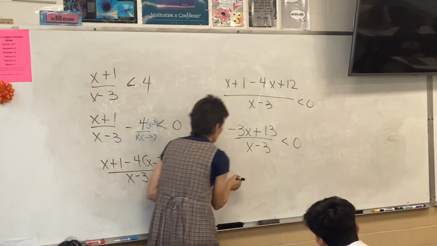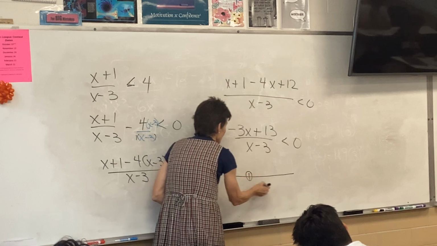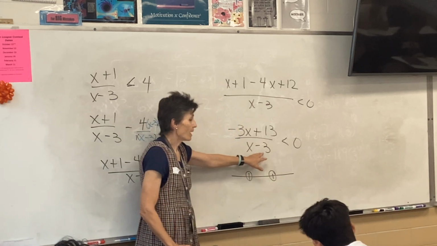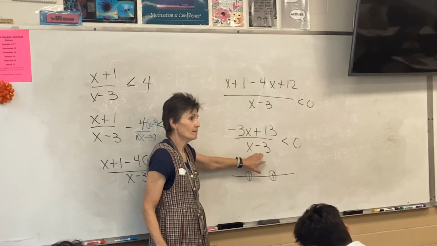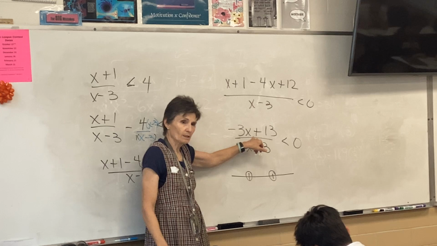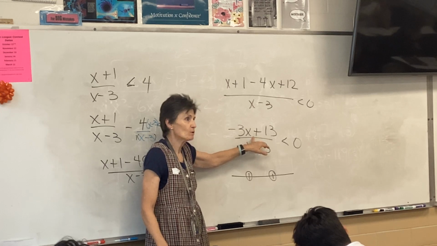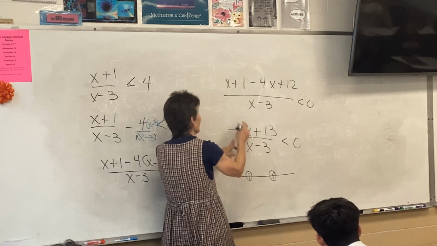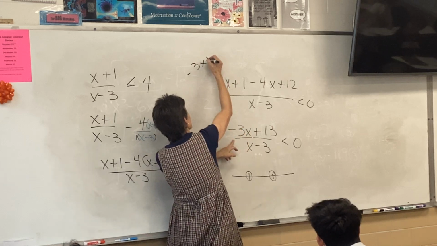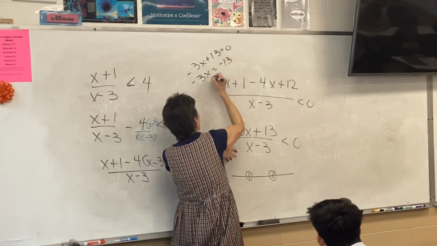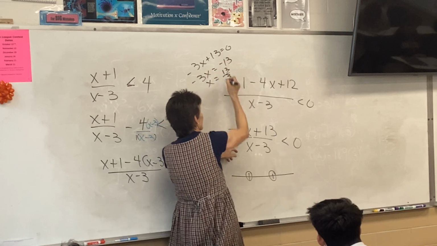Draw yourself a number line. It's going to be 2 dots on that number line. One of the dots will be at 3. The other one is a little harder for me to eyeball. Some of you can see where it's at, some of you can't. So if you can't tell, just over to the side, set it equal to 0, and that will tell you where to put the dot. It's at 13/3.